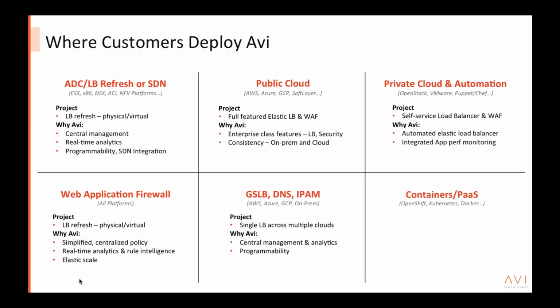And then, of course, we have customers using us in global server load balancing, DNS and IPAM use cases, as well as more cutting-edge service mesh. We have production deployments at banks using us in OpenShift and Kubernetes environments today. Why? Same. It's a smart architecture, enterprise-grade features, built-in scalability.